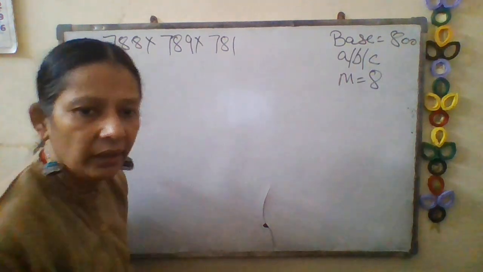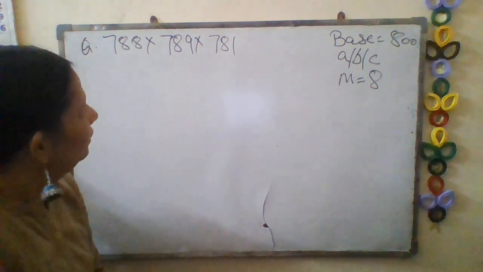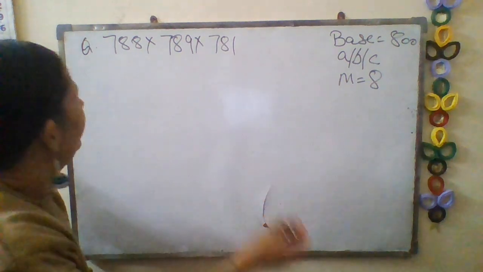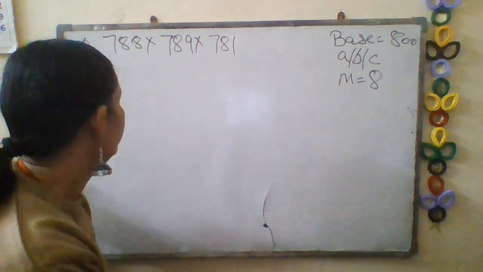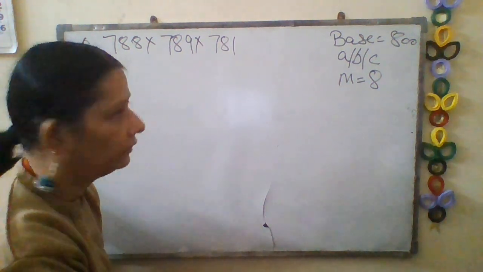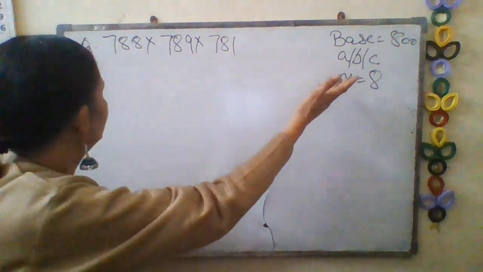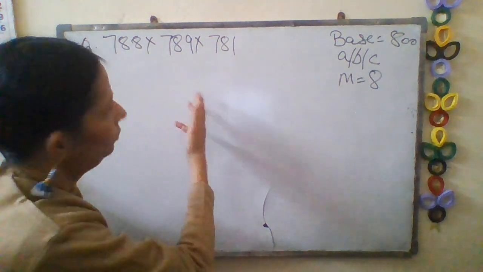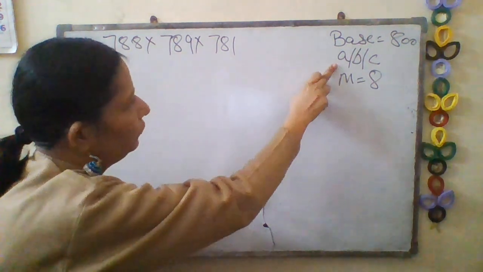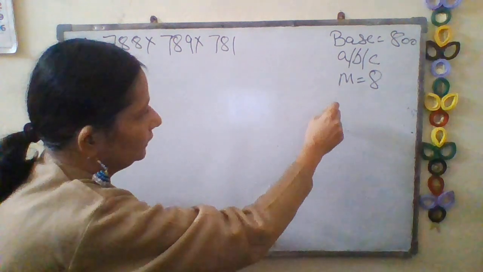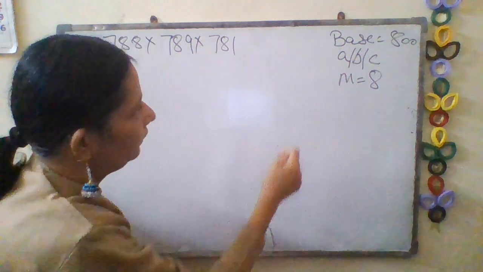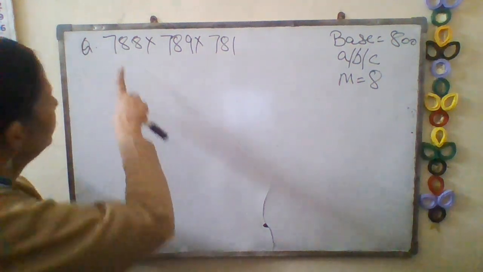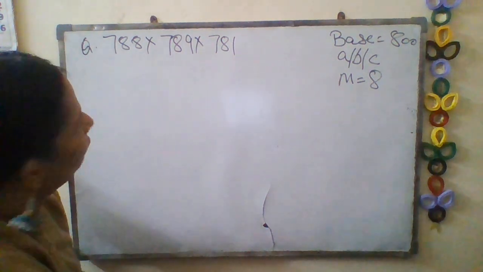Now you see I have taken this question. What is special here, I will tell you. 788 multiplied by 789 multiplied by 781, and you see these numbers are close to the base 800. To find the answer you have to find out a, b, c, and you know the multiplier here is 8. So you have to subtract 788 from 800.